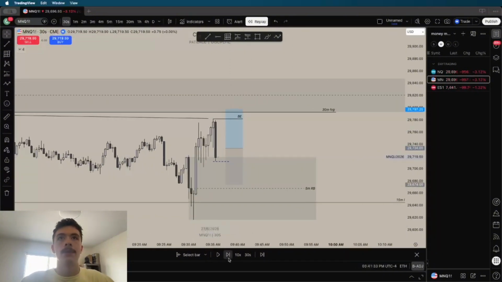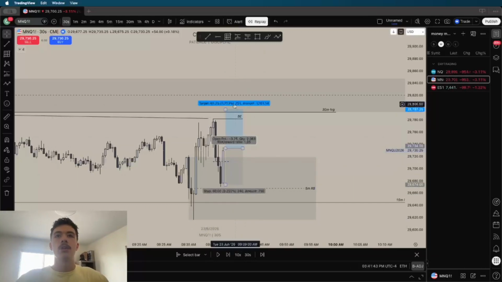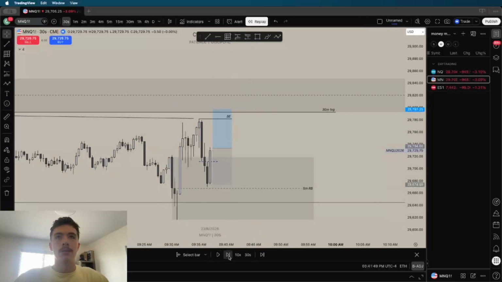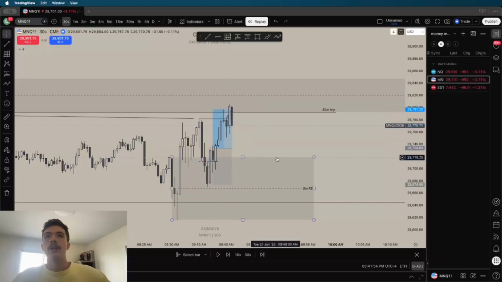So when we come down, we tap into this 5-minute rejection block right there. We also fill in this 30-minute gap. Then we get this super strong V-shaped 30-second inverse. There's my entry right there. I put my stop below the low, or below this candle. Then I targeted the 30-minute, 50-minute gap. I went a little above it just to get 1-to-1. If we play this out, we can see price deliver straight to TP for a 1-to-1 trade.